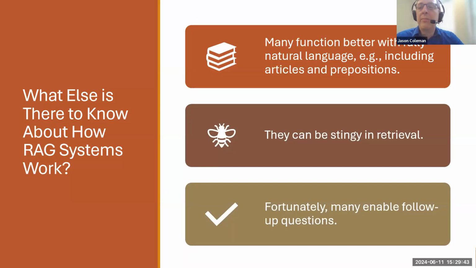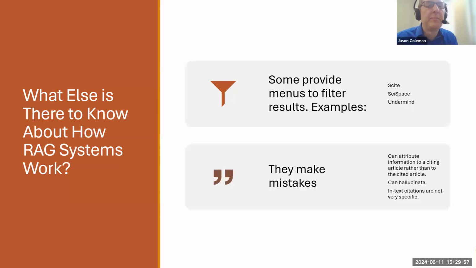Fortunately, many of them will enable you to ask follow-up questions, and it will remember the context of what has been asked previously, so you can gradually build up, just like you would be talking with a person. Well, it's not just like that, but analogous to that. Some of them also provide menus to filter results. Cite is really good at that. SciSpace has a little bit, and Undermine too, and there's others that will let you do a little bit of metadata filtering.